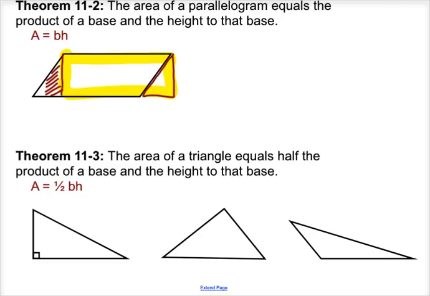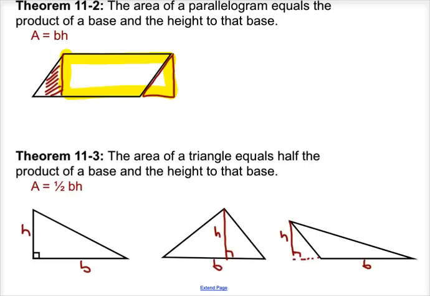Theorem 11.3, the area of a triangle equals half the product of a base and the height to that base. So if I look in my picture here, I normally think of the base as the bottom, and the height is telling you how tall it is. So if I look at the triangles to the right, the base is still going to be on the bottom, but the height has to come perpendicular to that base so that it would be straight, telling you how tall. Out here, base is still on the bottom. The height, though, would have to be perpendicular to the base, letting you know how tall it is.